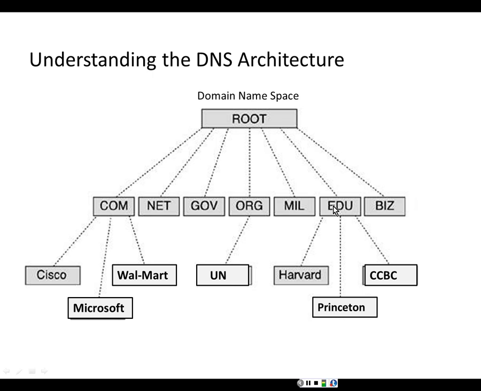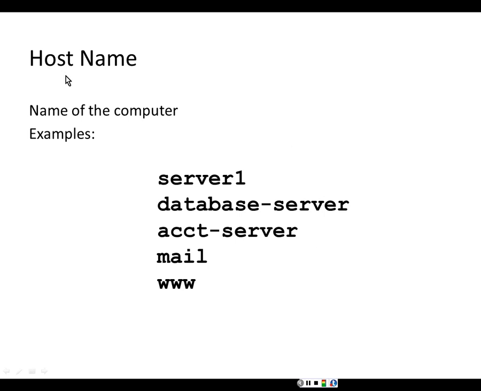And then top-level domains are divided into secondary-level domains such as Cisco, Walmart, or Microsoft, or EDU could be subdivided into Harvard, Princeton, and the Community College of Baltimore County. A host name is the name of the computer, and an example of a host name might be Server 1, or Database Server, or Accounting Server, or you could just call the mail server mail. And the most commonly used host name for a web server is www.